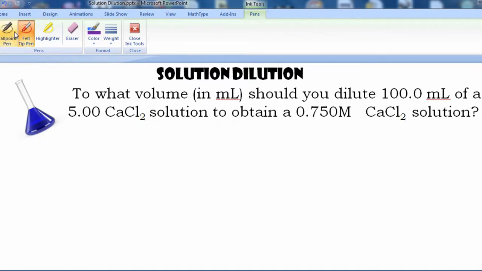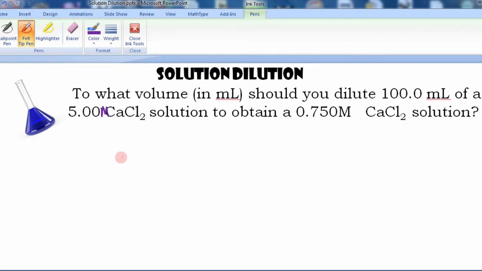Let's try this problem. It asks, to what volume in milliliters should you dilute 100 milliliters of a 5.00 molar calcium chloride solution to obtain a 0.750 molar calcium chloride solution.